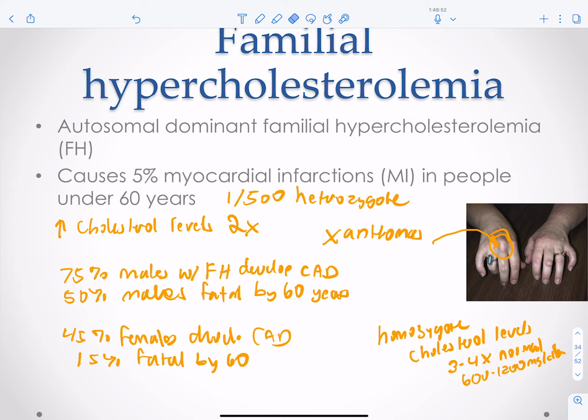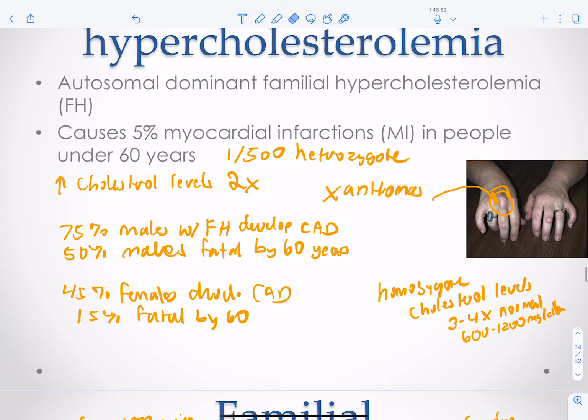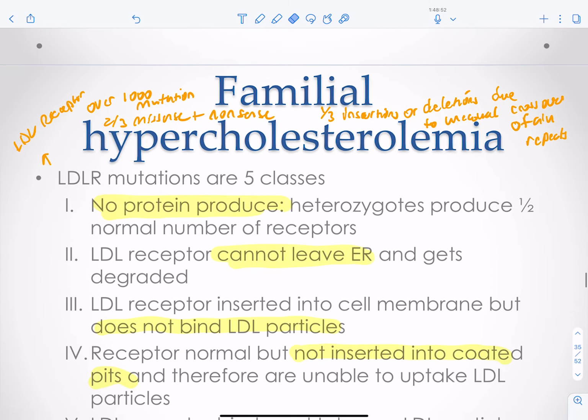So again, this goes back to threshold. Females have a higher threshold to present with disease, so if they are the proband, then it increases the risk to other siblings. Now, heterozygotes have 2 times the normal cholesterol. A homozygote will have 3 to 4 times the normal cholesterol levels, and so homozygotes are, of course, going to have much higher levels of cholesterol that will have to be managed.